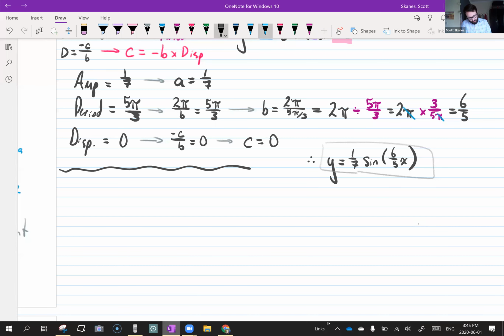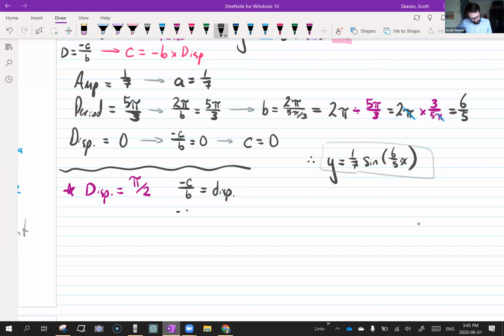Let me give you another kind of what-if case. What if, instead of the displacement being 0 for this question, what if the displacement was pi over 2? Let's see if we could handle that, okay? So if the displacement was pi over 2, we're trying to look for C. You know that this is true.